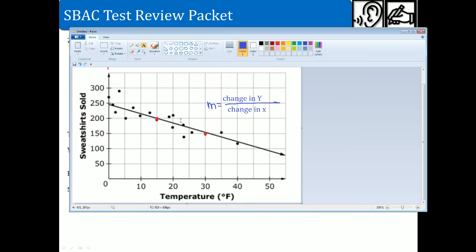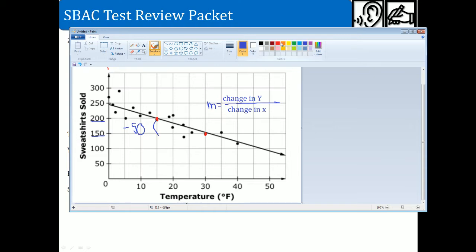Alright, so what is the change in y? Let's take a look. It goes from this point down, so it goes down here. A lot of people would say this is 1. No, it's going from 200 to 150. So you are going down, which is negative 50.